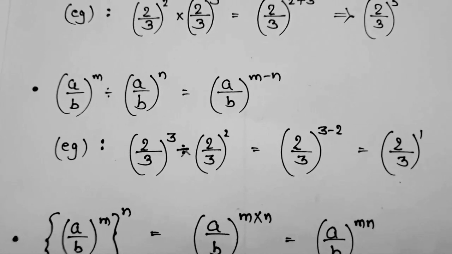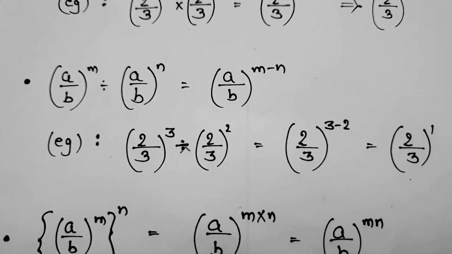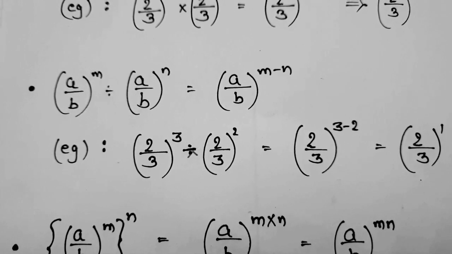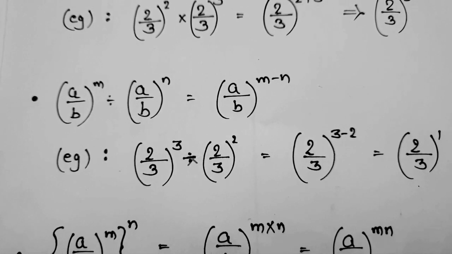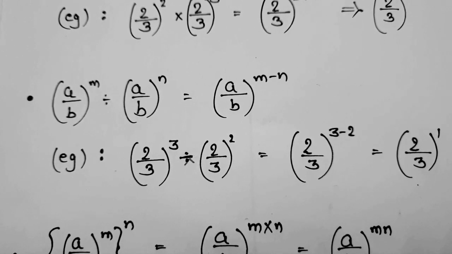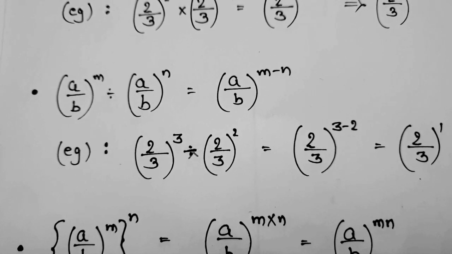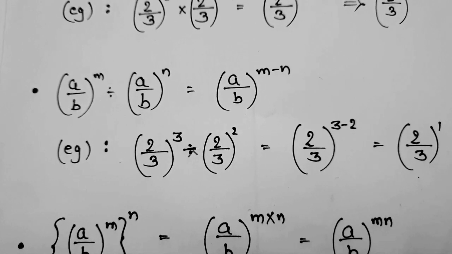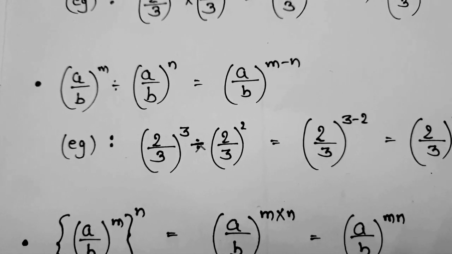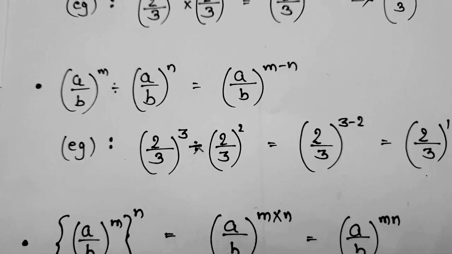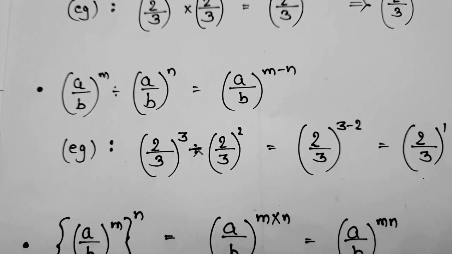Rule number 2 is similar to rule number 1. Now what is the different part in it? In the case of division, if the bases are same, then we will take bases common and their powers will be subtracted. Let me recall it once again. In the case of division, if the bases are same, then we will take bases common and their powers will be subtracted. So the rule is (a/b)^m divided by (a/b)^n, so (a/b)^(m-n).